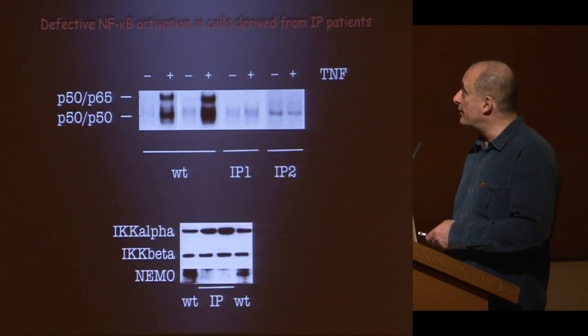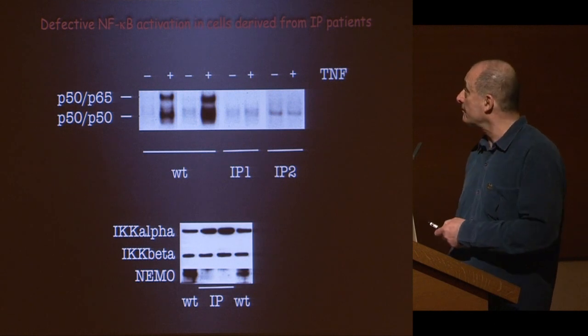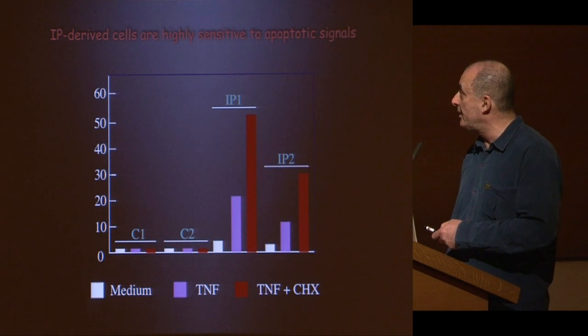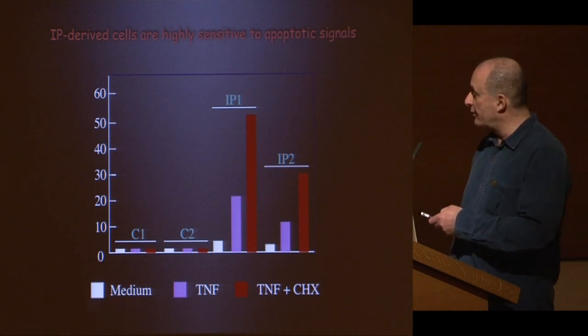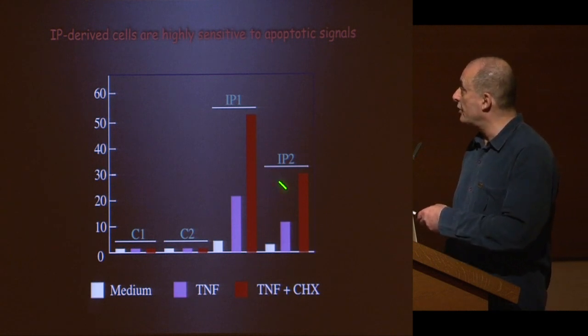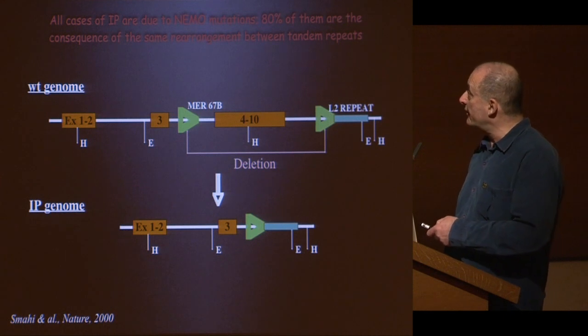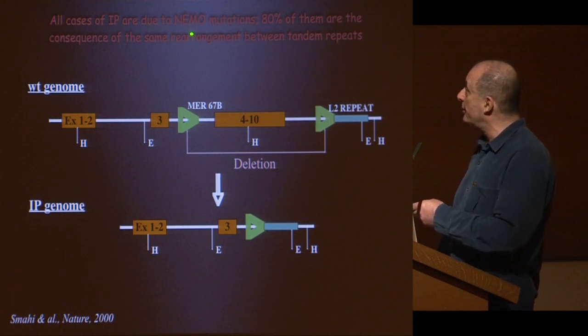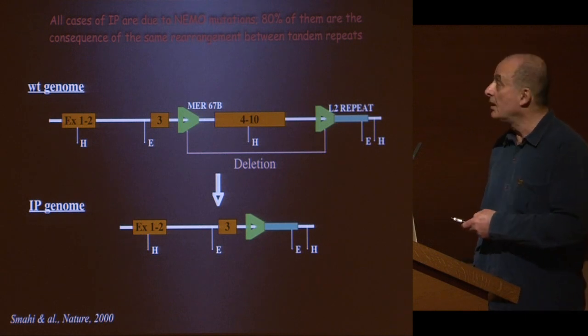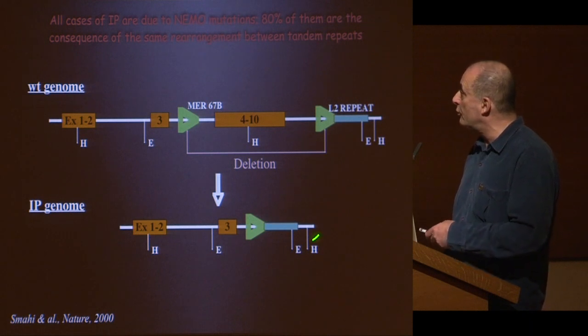The analysis of cells derived from IP patients demonstrated that they are completely refractory to all NF-kappaB activating signals. Here I show TNF. We get the same response for LPS, IL-1, and all known signals. The consequence of this defect in NF-kappaB is a hypersensitivity of those cells to apoptosis, demonstrated here by the use of TNF or TNF plus cycloheximide on cells derived from 2 patients. You see that they die very quickly. Genetic analysis of these patients demonstrated that all cases of incontinentia pigmenti are due to mutation in the NEMO molecule. And 80% of these are the consequence of the same rearrangement between 2 tandem repeats that removes most of the gene.